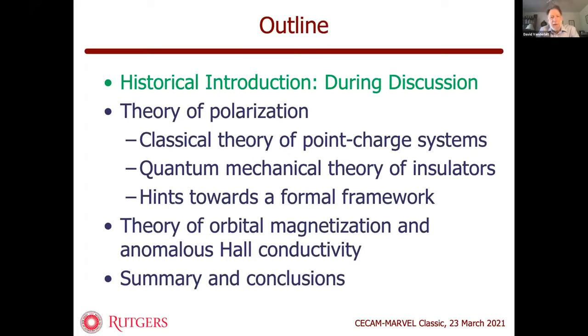And so to do that, I'm going to begin by introducing a kind of classical theory of point charge systems first, and explain how these aspects have to appear there, and then basically say, well, why should we be able to do better when we do a quantum mechanical framework? The quantum mechanical framework has to have the same kind of behaviors. So most of the talk will be in the context of the theory of polarization, but then at the end, I'll talk some about orbital magnetization and anomalous Hall conductivity.